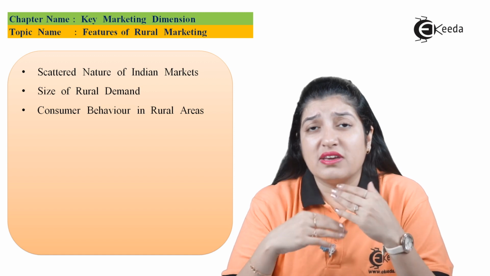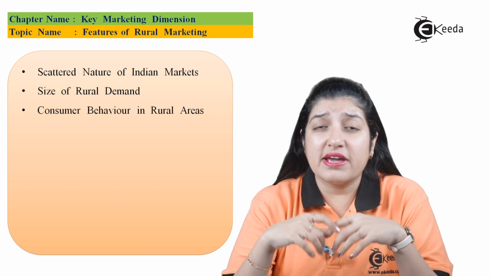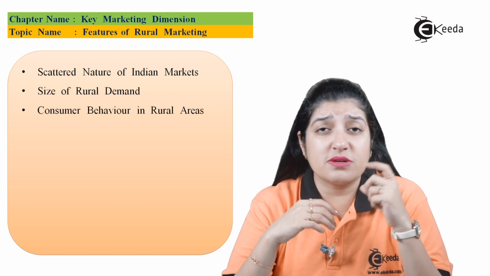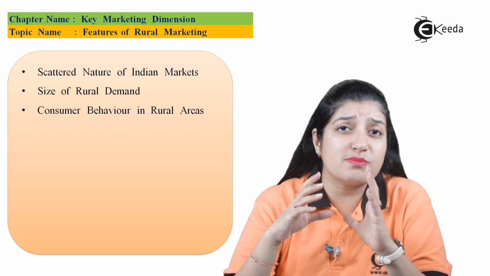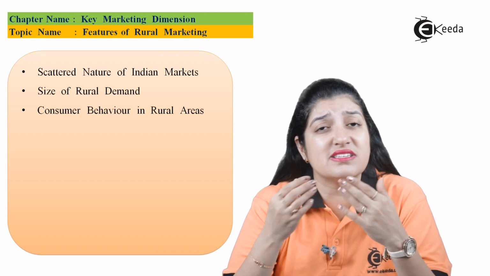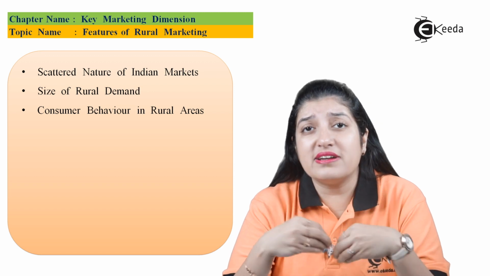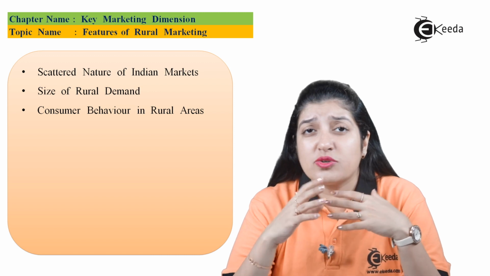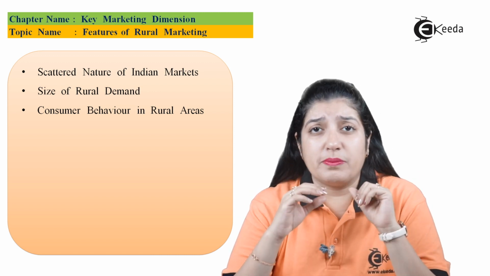One more thing we can see is that they buy in small quantities. That's why many companies, or rather all companies, are nowadays launching products in small sachets. Even eatables, they will buy in very small quantity. They believe in earning on a day-to-day basis, because their earnings are on a day-to-day basis. Many of them are wage laborers who get day-to-day payment. So their spending is also day-to-day. Every day they may make a purchase, but it will be a small purchase.